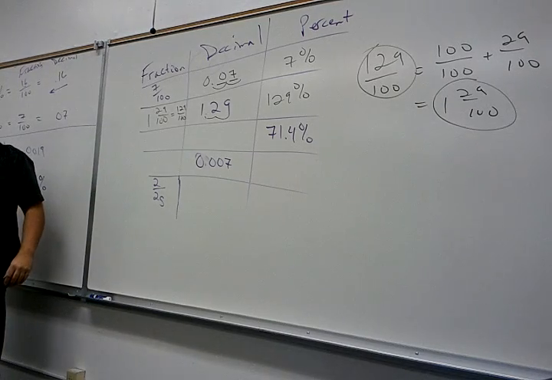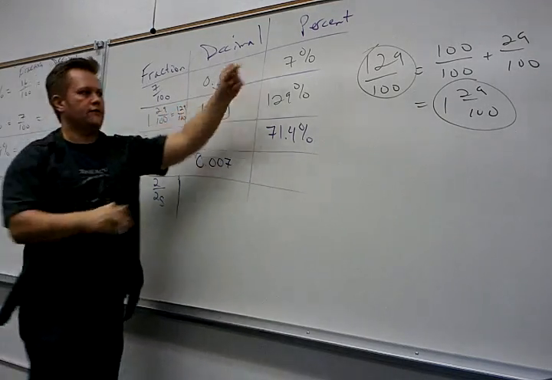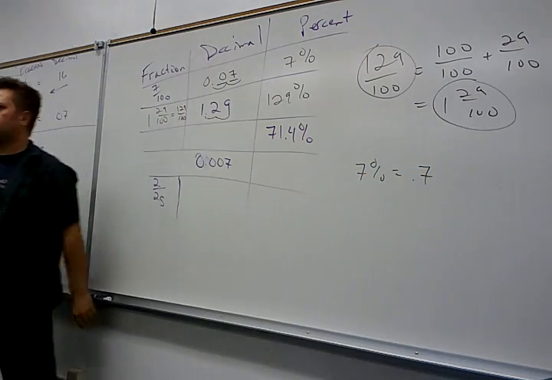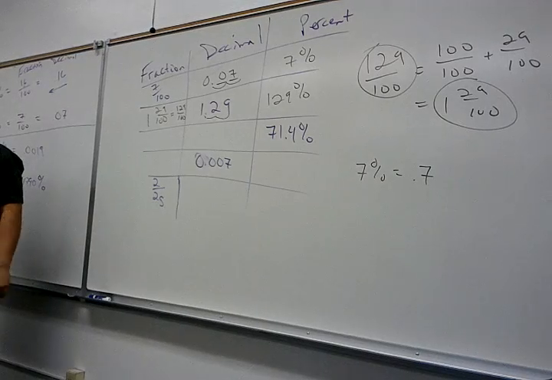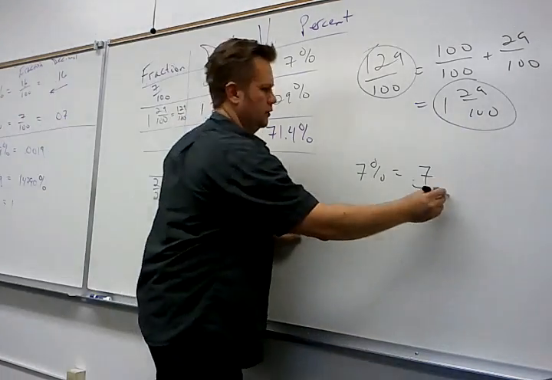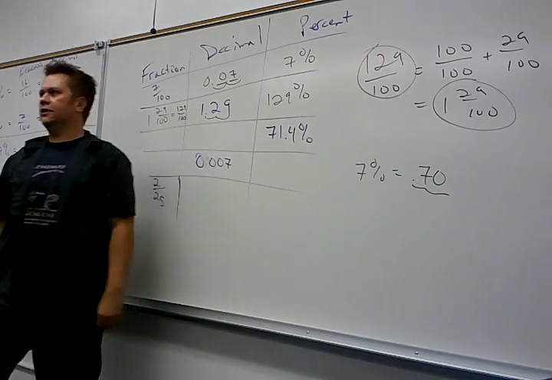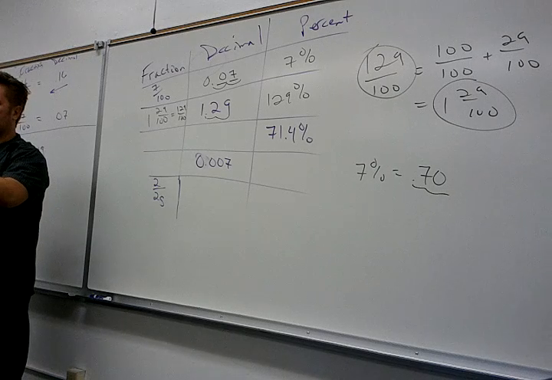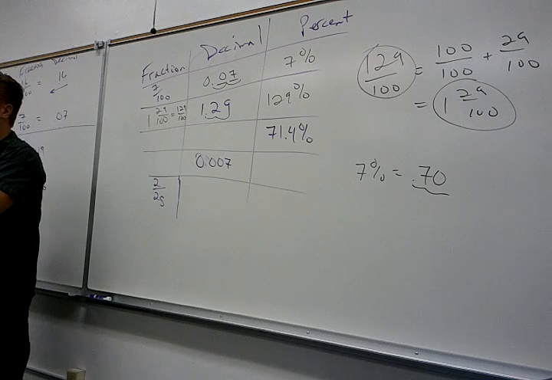Real quick, while we're talking about the 7%, the biggest mistake I see is people write this like this. What's wrong with that? What percent would that really be, this decimal? It would be 70%. So what I'll see is we'll have a problem about an interest rate in a bank, and it's a 7% interest rate, but the student does the whole problem with 0.7.